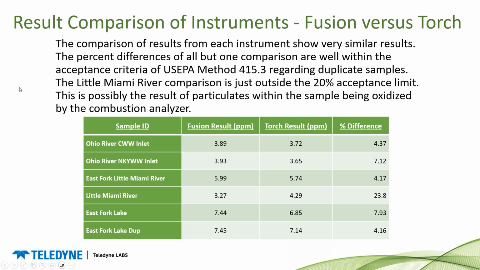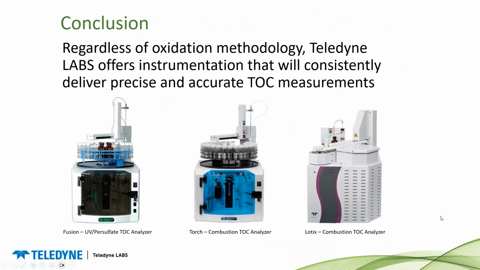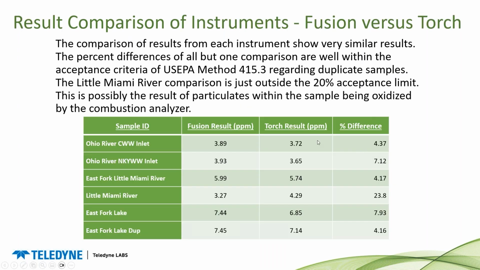So this is the comparison of the instruments, the Fusion versus the Torch. Again, the results show very similar results. The percent differences from Fusion to Torch result on all of the samples taken are very good, all below 10%.